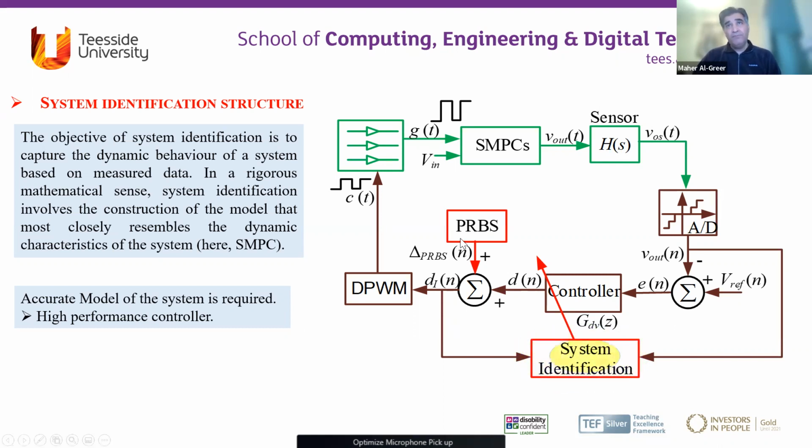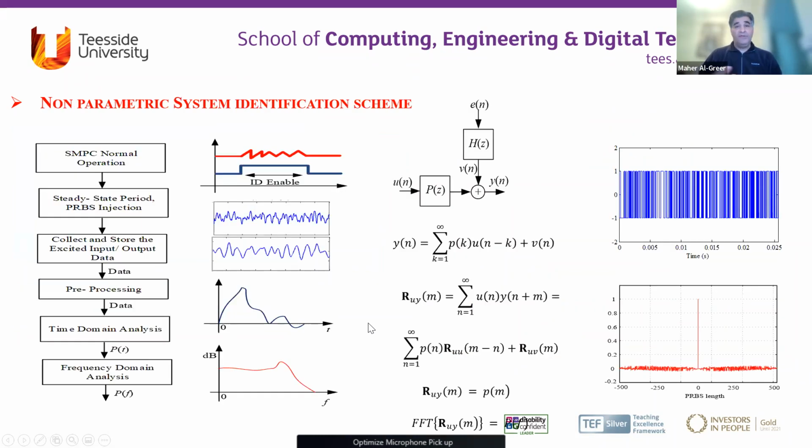And in power electronics or in switch mode power supply, pseudo-random binary signal or digital noise, digital white noise, if you like, is the most used in system identification, again, because of the simplicity of implementation of that type of noise into the system to excite it and to produce accurate parameters. So an accurate model is required to achieve high performance control. This is what I can say about why we need system identification in the system.